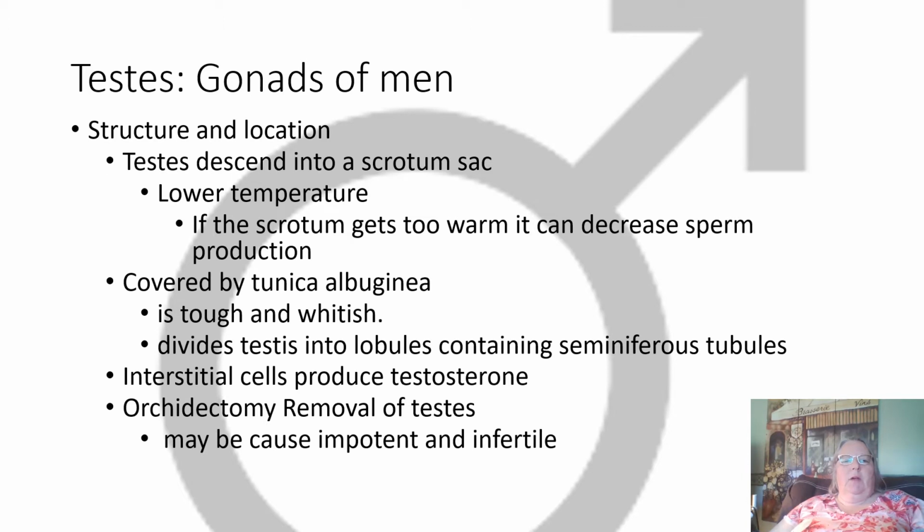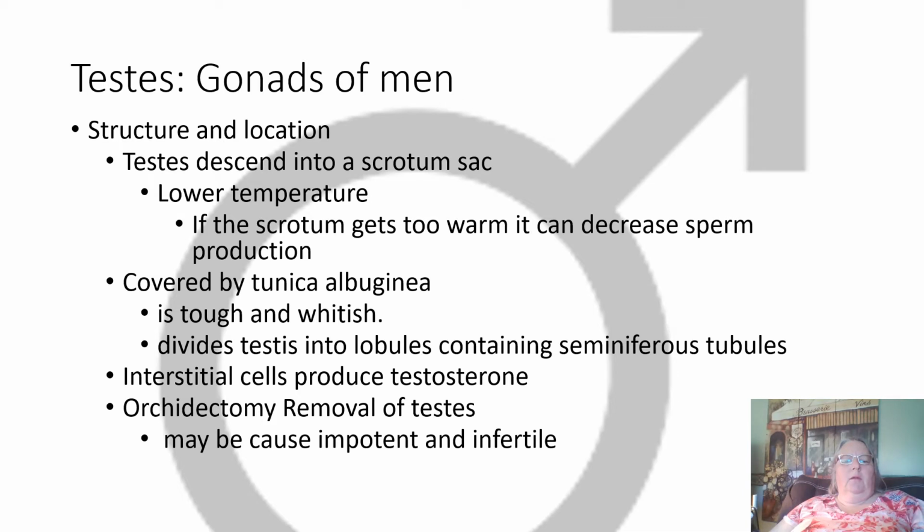The testes are covered by the tunica albuginea, and it is tough and whitish. These are located inside the scrotum, so we're talking about the harder part inside of that scrotum. They're small, egg-shaped, and firm. The tunica albuginea is what divides the two lobes containing the seminiferous tubules.